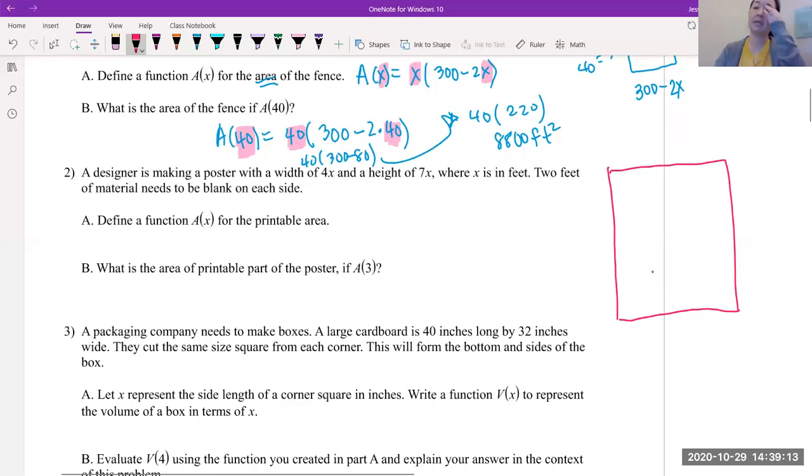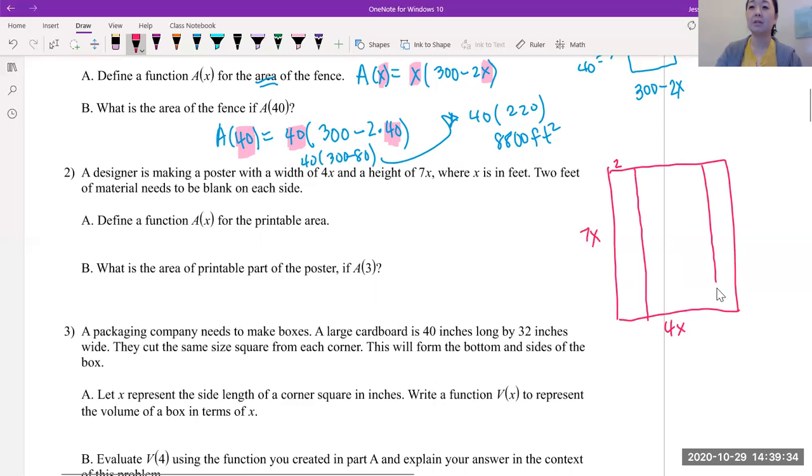And this is going to be, oh, noise. So we're going to have a 7x as a height and 4x as a width. All right, so far so good. And now it says 2 feet of material needs to be blank on each side. Okay, so whatever it is, 2 feet of this right here, this is 2 feet.